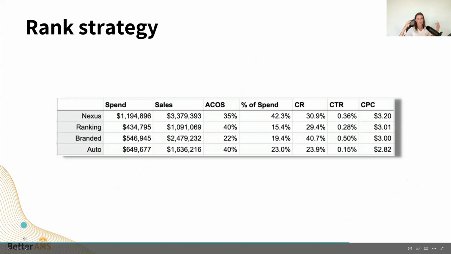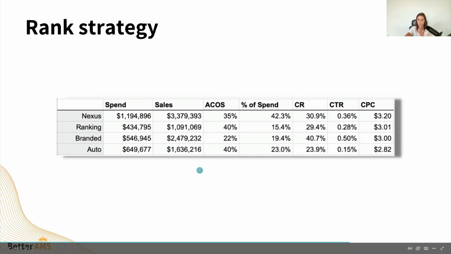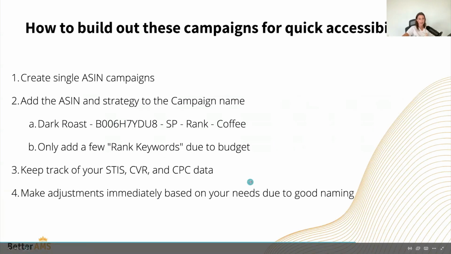So again, set aside budget for this. This is super important. A lot of people have unrealistic expectations when it comes to rank. At the end of the day, it's volume and conversion rate. Here's kind of what we like to look at: how much of our spend is going to branded, how much is going to auto campaigns, how much is going to Nexus, which is our long tail keyword research, how much is going to rank, and then shifting based off conversion rate, CPCs, click-through rate. So yeah, very important topic.